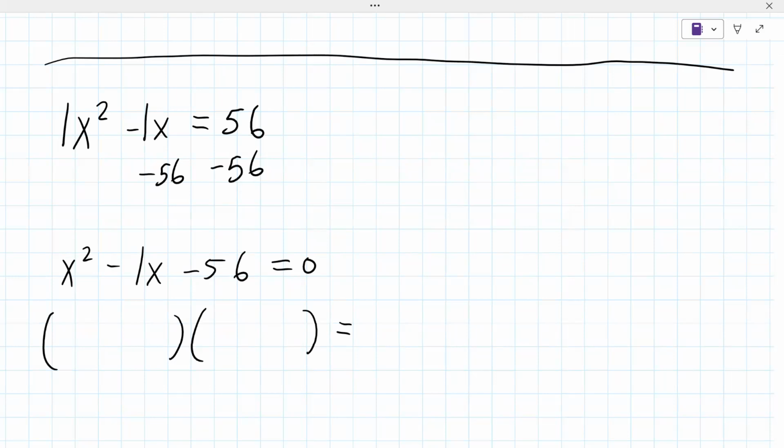Would it be x minus 1 or x minus 56? So you're looking for two numbers that multiply to minus 56 but add to -1. So what you gave me, those definitely multiply to minus 56, but do they add to -1? No.